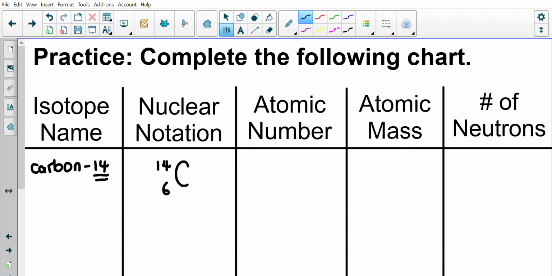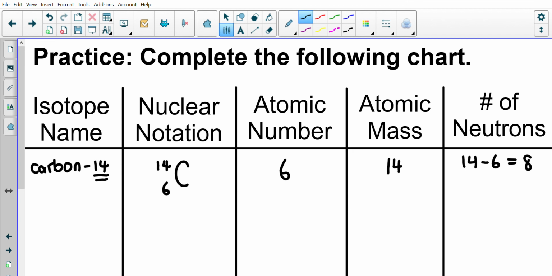So the atomic number, that was 6. Again, that came from the periodic table. That's the number of protons. The atomic mass here is 14. That came from the isotope name. That's the number of protons plus the number of neutrons. And so to get the number of neutrons, I just have to do 14 minus 6. And when I do that, I get 8. So carbon 14 contains 8 neutrons.